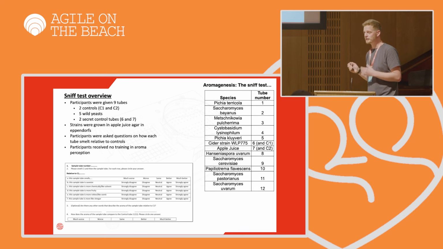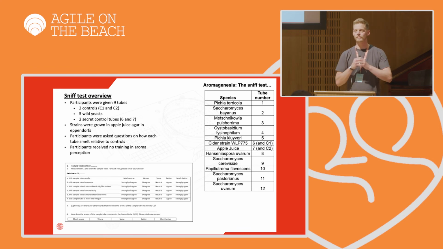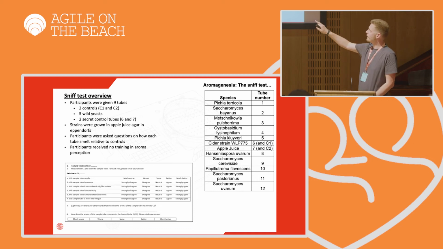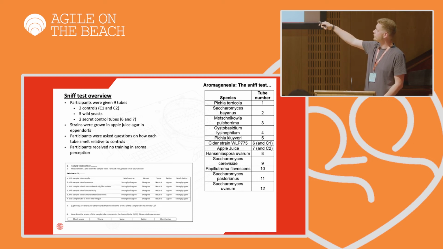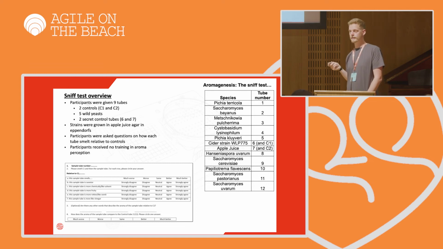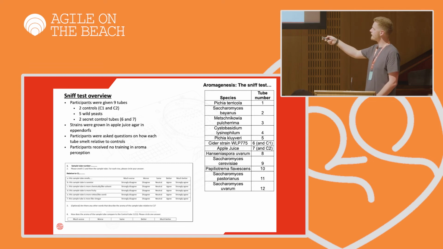And then we performed something called the Sniff Test. We knew we needed to get data out within our sprint, and we needed to figure out very quickly whether the aromas were pleasing, whether they were good or bad, and what we needed to focus on. So we got loads of people lined up, and we gave them all 9 tubes. 2 of the tubes were controls. We had 5 wild yeast strains in there, and 2 were secret control tubes that had some brewing strains in them alongside. We gave everybody a basic questionnaire to fill out.